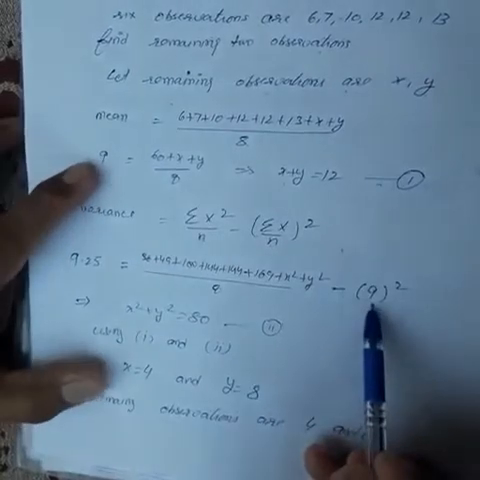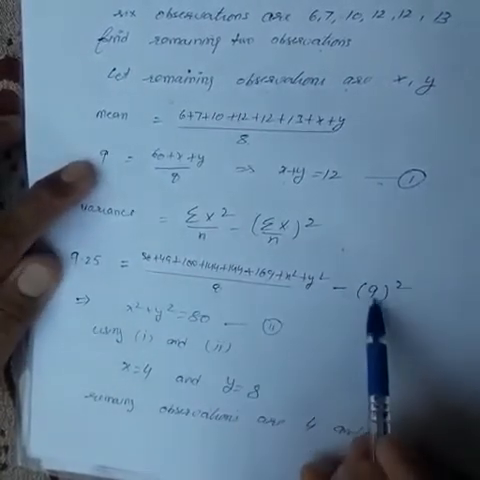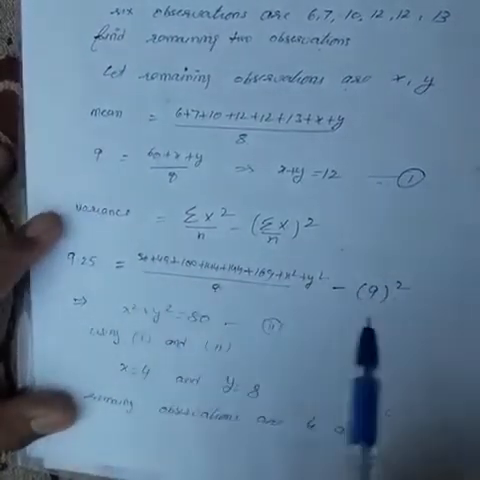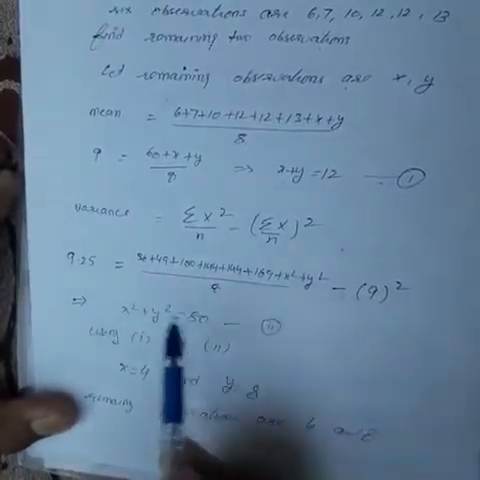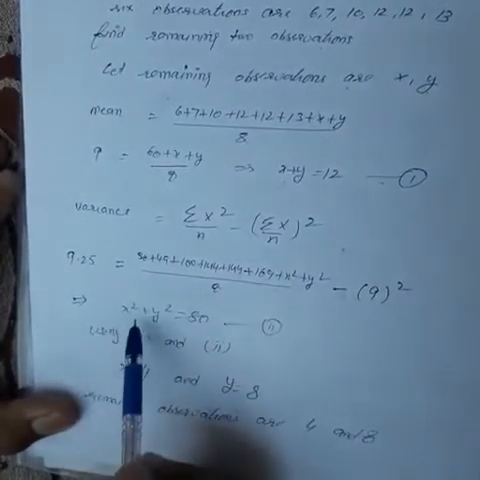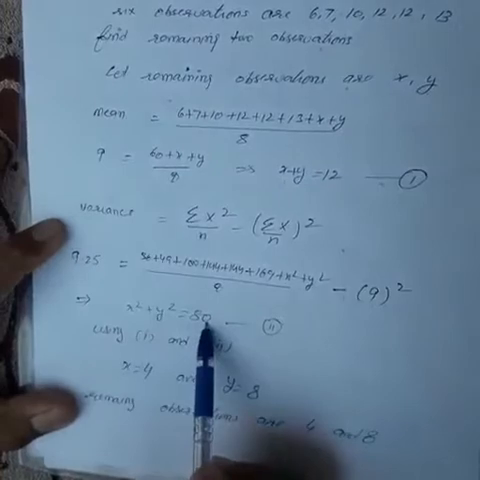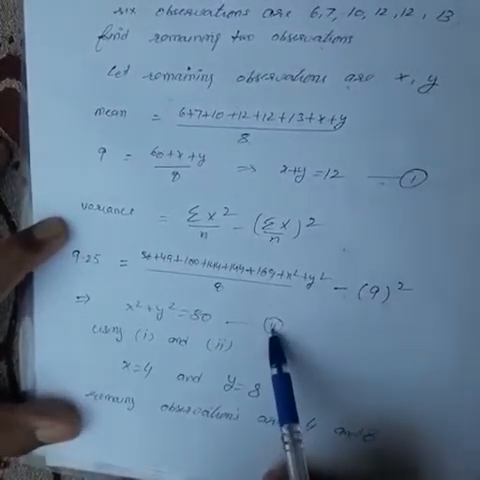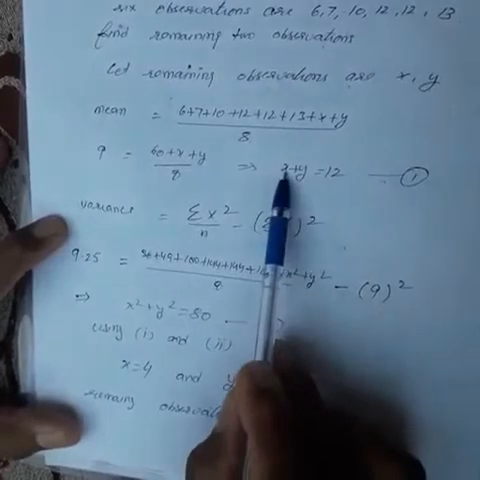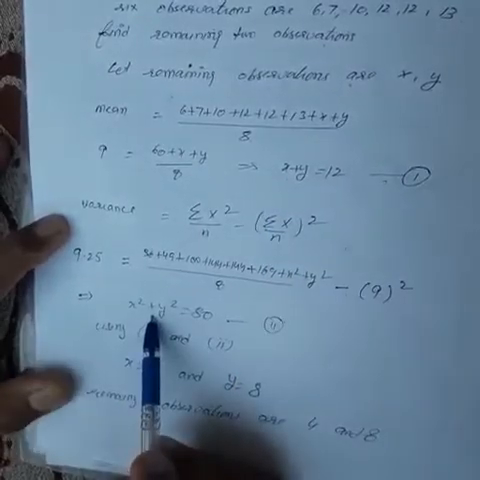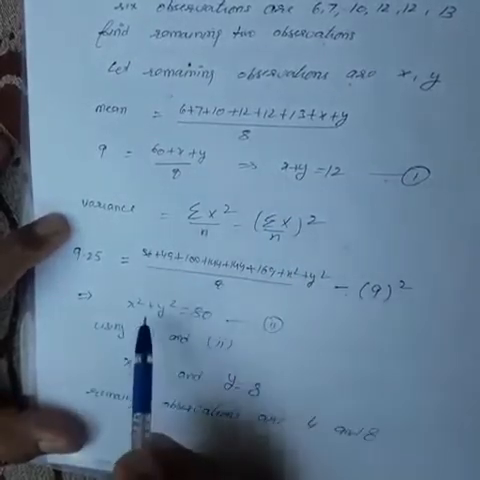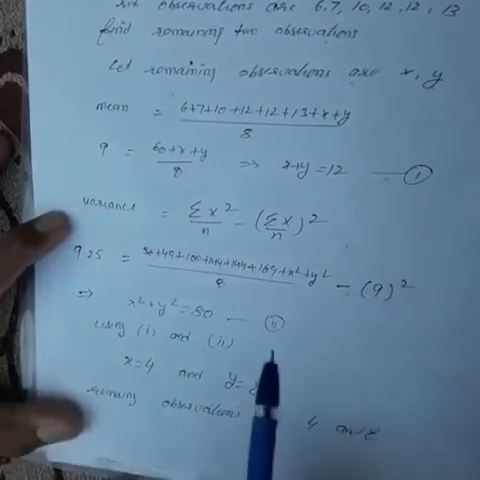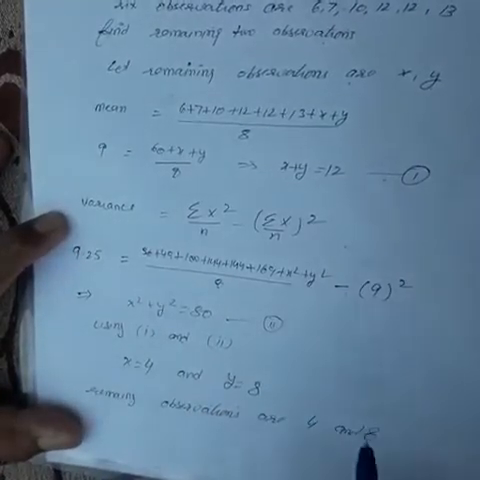So mean is given 9. So put 9 here and then calculate. After calculation you will find the equation in x, y as x square plus y square is equal to 80. Now you solve the first and second equation. From the first find the value of x and put it in the second equation, and then it will be quadratic in y, and you solve that quadratic using the splitting middle term method.